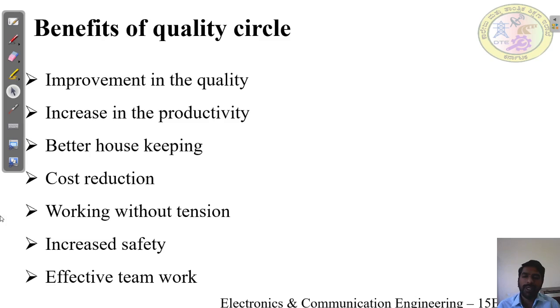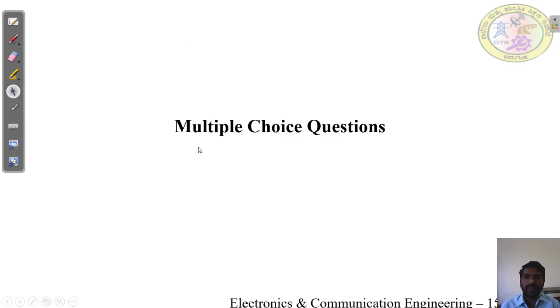Working without tension: no one will have tension because everyone knows that if any problem comes, we are there to find a solution. The people are there with the team, and they will find the solution. That's why there is work without tension. Increased safety: if you have better housekeeping, cost reduction, and everyone working together as a team with respect to quality, there will be safety too. There may not be any accident. That is why safety increases, and at last, effective teamwork. These are all the benefits of the quality circle.